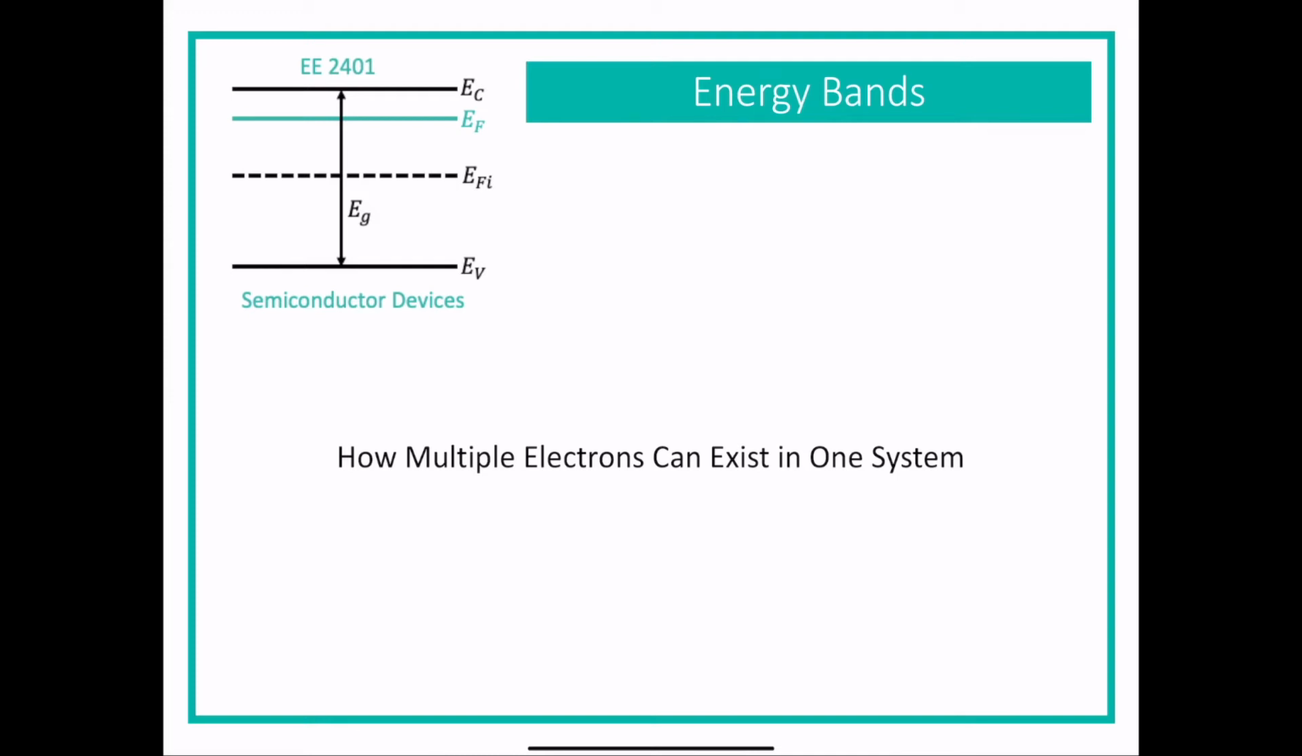I'm going to talk just a little bit about how we can have lots of electrons in one system. Because we spent all this time talking about quantum numbers, and how you can't have an electron with the same quantum number. You can't have two of them in the same space. So how in the world do you have all these electrons together in one space and they don't have the same quantum number?